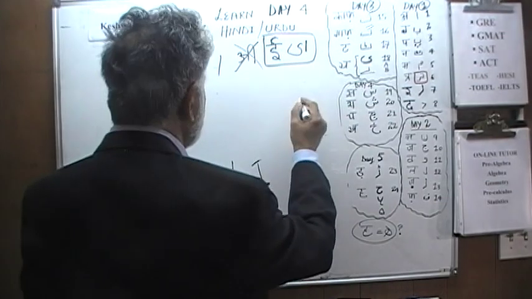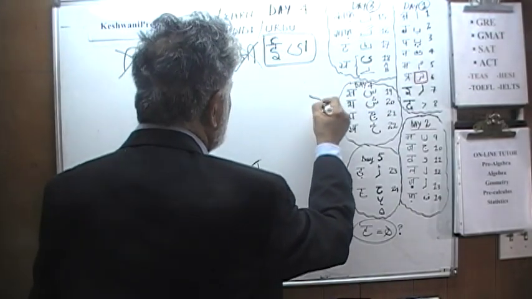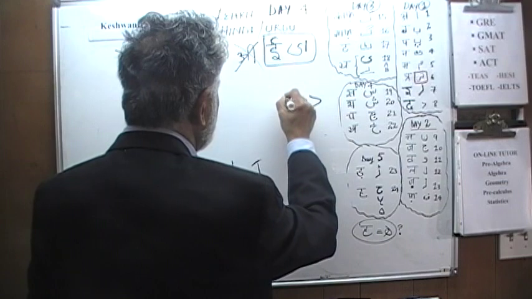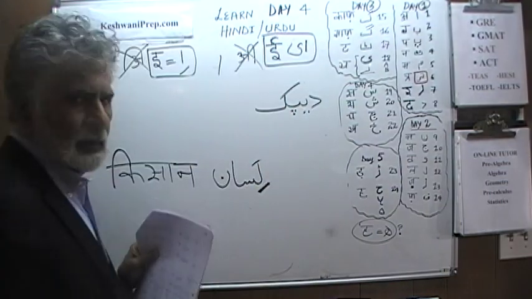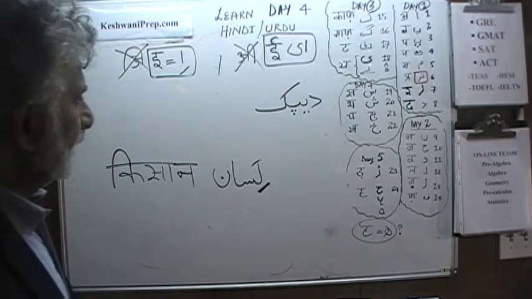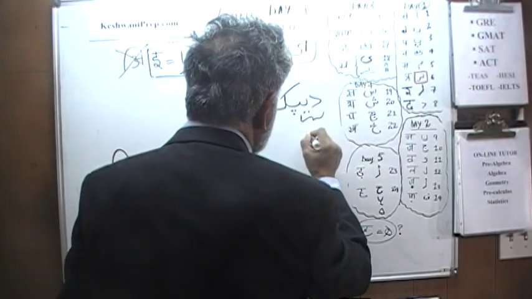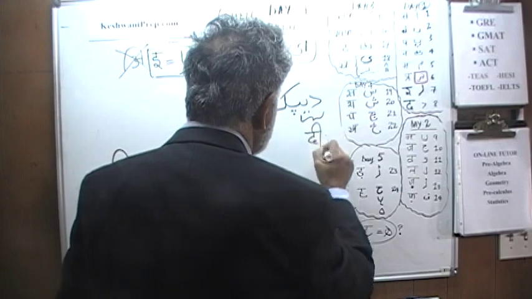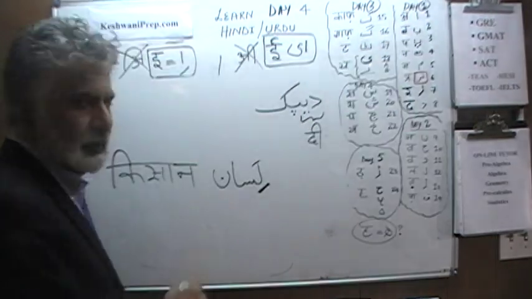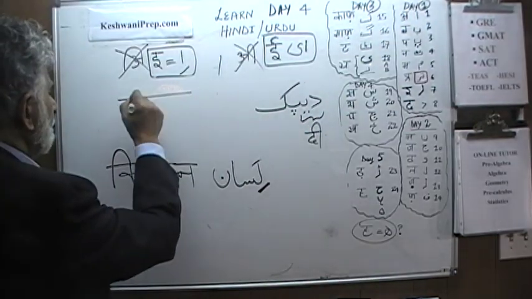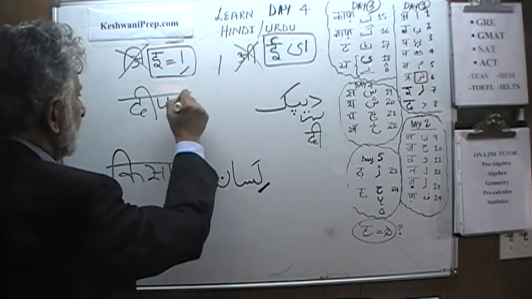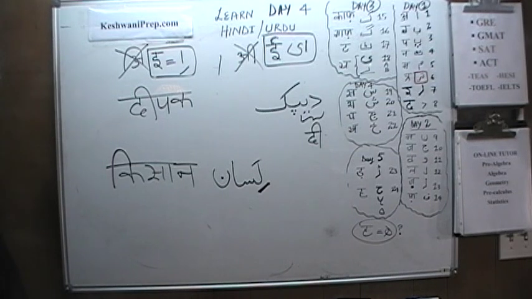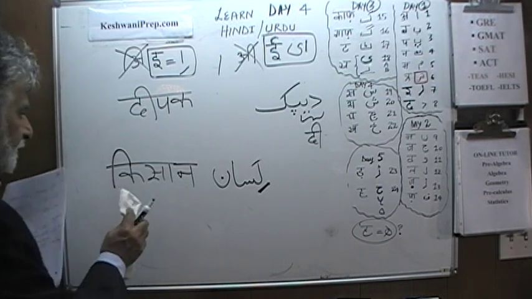See if we can do this one. Dal, choti ye, pe, and then kaf. Deepak. These two parts together are going to look like this. Deep. Then we have a pa and a ka. That's all. D with badi ki matra, D, pa, ka. Deepak. Let's do one with the choti ki matra.